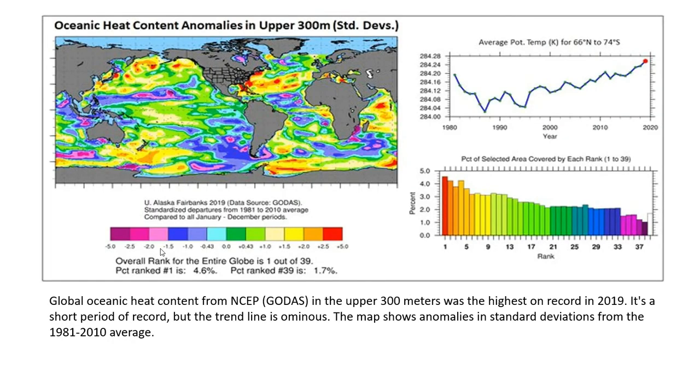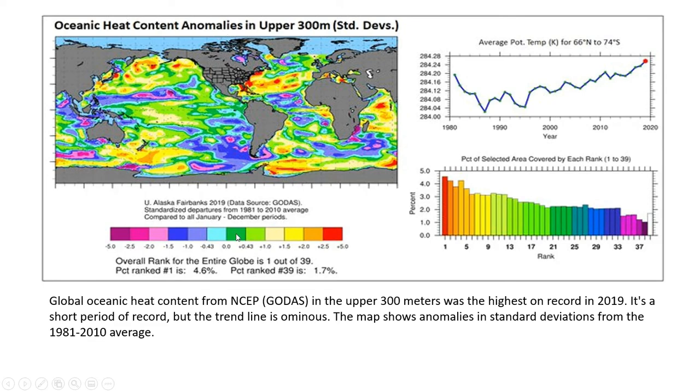Now, this is an interesting one. Oceanic heat content anomalies in the upper 300 meters. Again, looking at standard deviations. So we're going from 5 standard deviations below the mean to 5 standard deviations above the mean. Overall rank for the entire globe is 1 out of 39. Again, that's looking at these guys here at this histogram. So basically, technically a bar graph. But here we've got the first ranking is pushing 5 and it continues on down. So what this is showing is oceanic heat content anomalies.